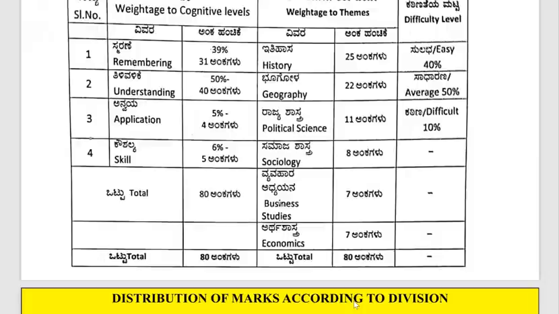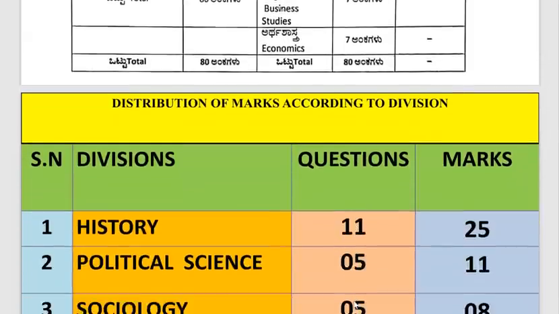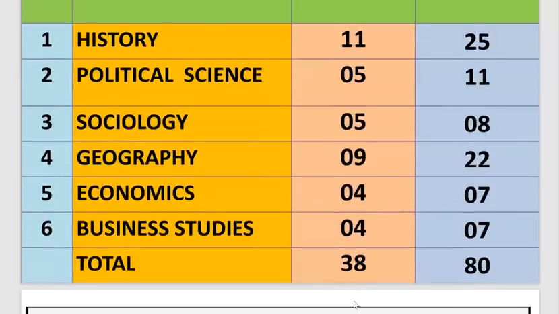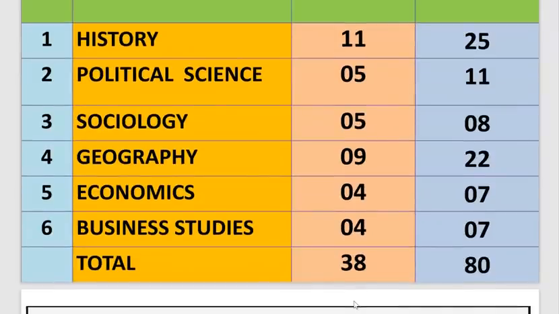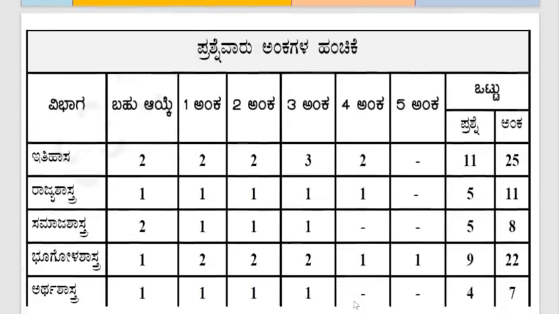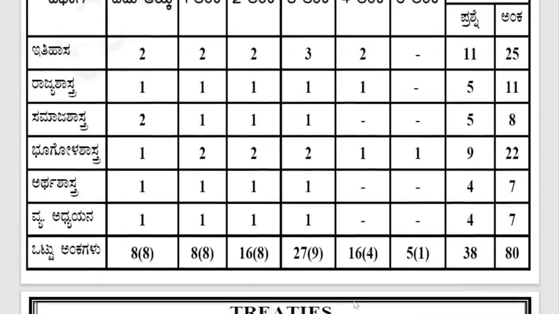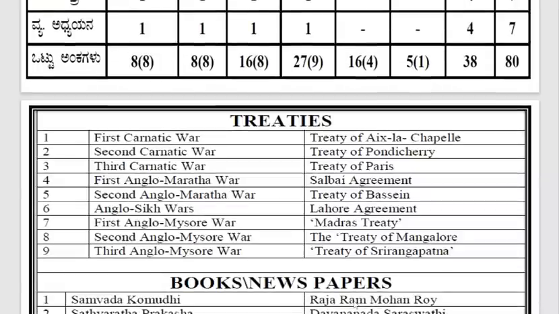Okay, next, this is the division. History 11 questions 25 marks, Political Science 5 questions 11 marks, Sociology 5 questions 8 marks, Geography 9 questions 22 marks, Economics 4 questions 7 marks, Business Studies 4 questions 7 marks, total 38 questions 80 marks. For Kannada medium students, you can just follow this pattern. So this is your blueprint, and remember all the treaties.